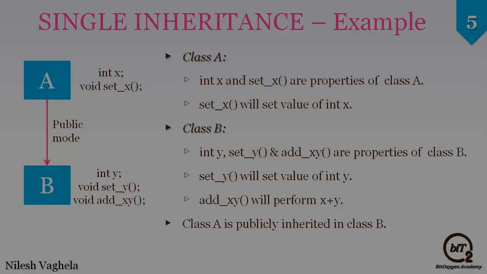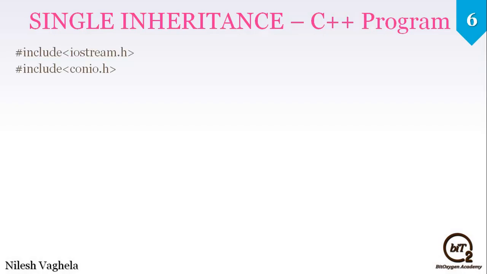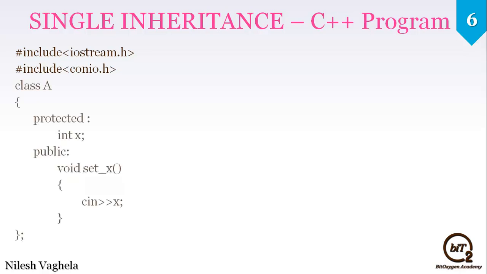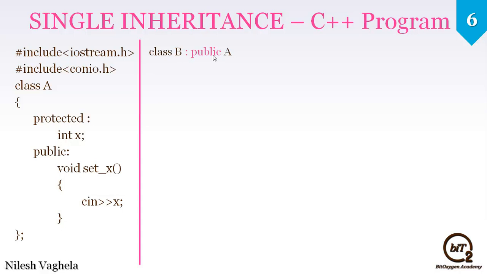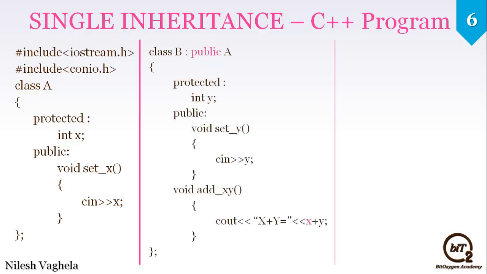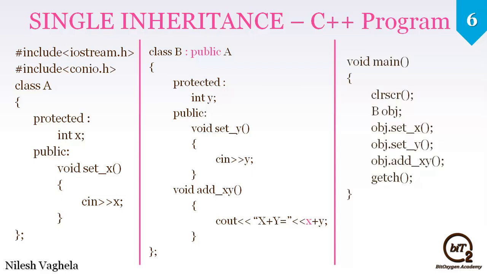Now the same example is converted into a C++ program where two header files, iostream.h and conio.h, are included. As per our discussion, class A, which is a base class, is created and class B is publicly inherited from class A. Class B is created the same way we have discussed, and one main function, which is a void main in this example, is created. You can also make it int main, then you will have to include return 0 after getch.